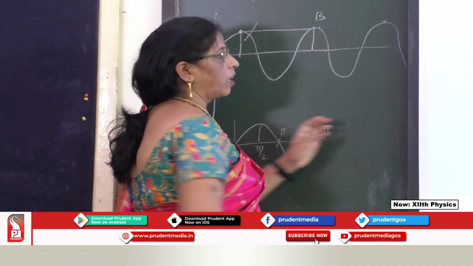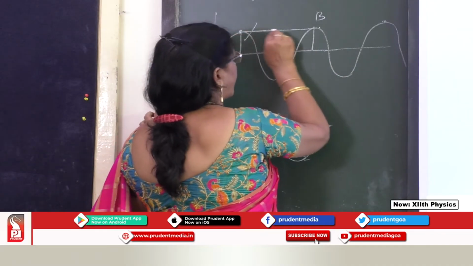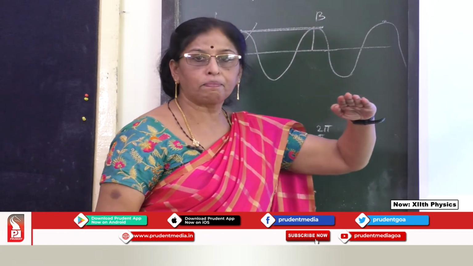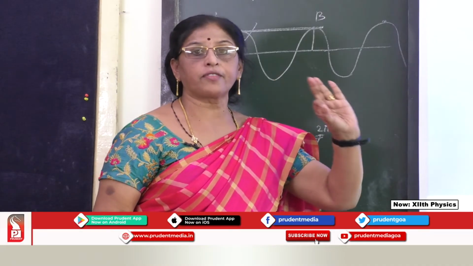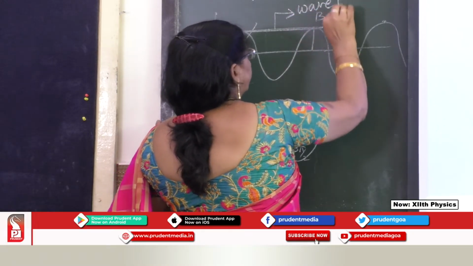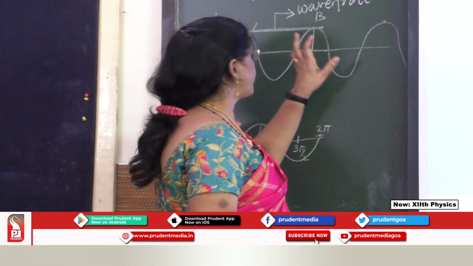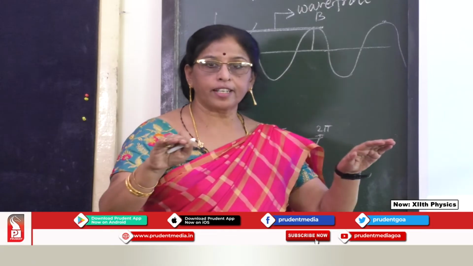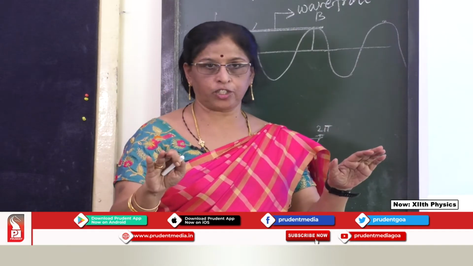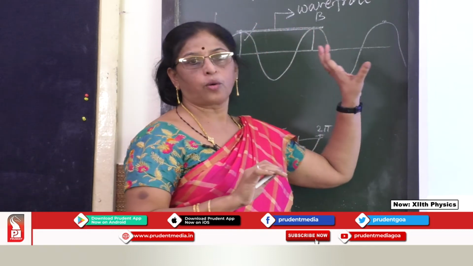Even in water, we have wavelets. Now, suppose I draw a plane, or a straight line, covering all the particles which are in the same phase. That is what is known as a wavefront. A wavelet is a part of the wave, and a wavefront is the envelope covering all the particles which are in the same state of vibration, or which are in the same phase. That is what we call a wavefront.